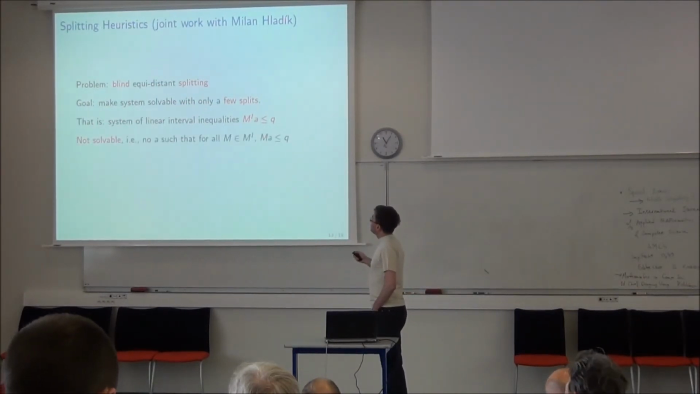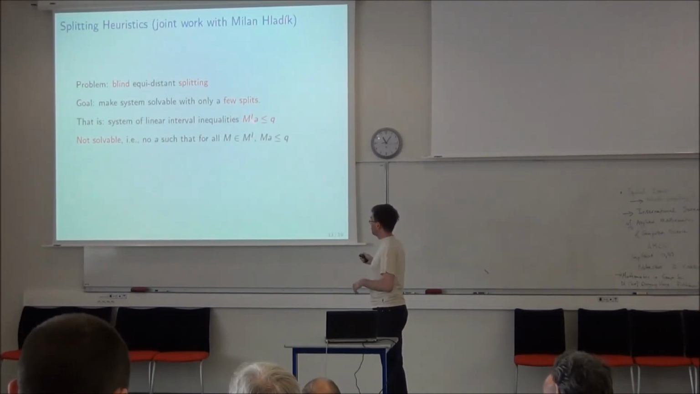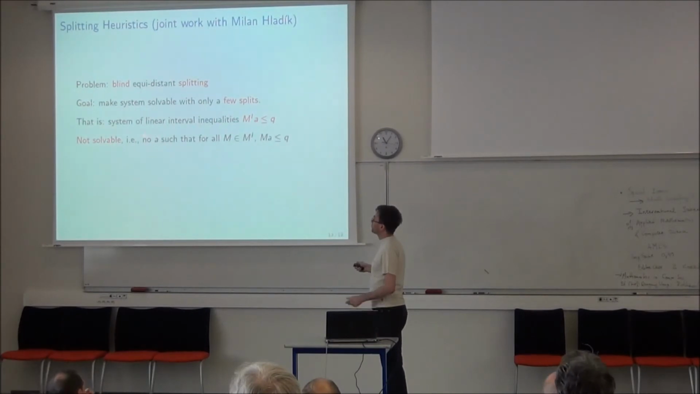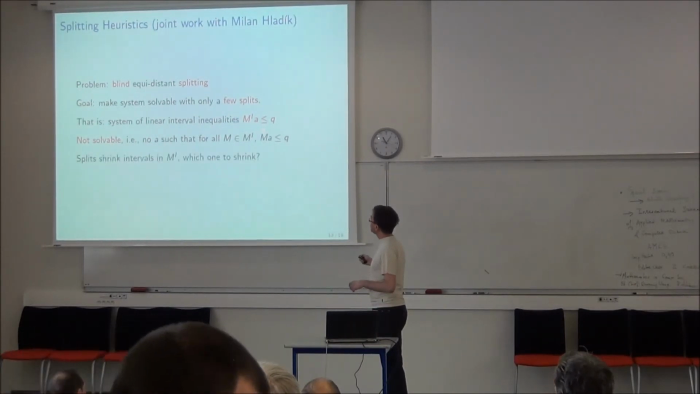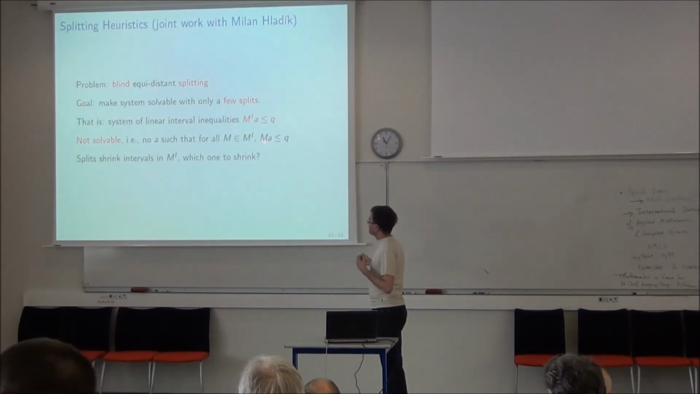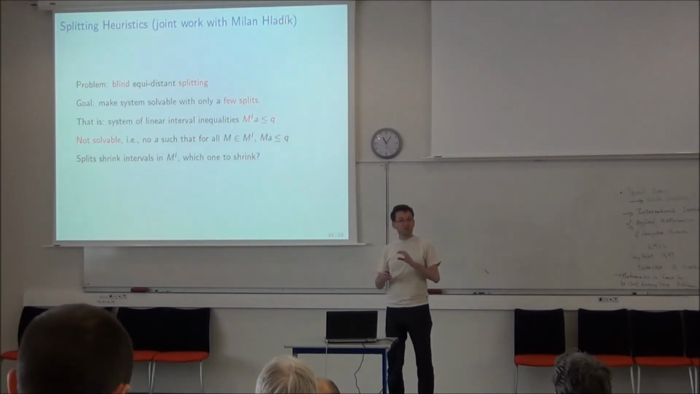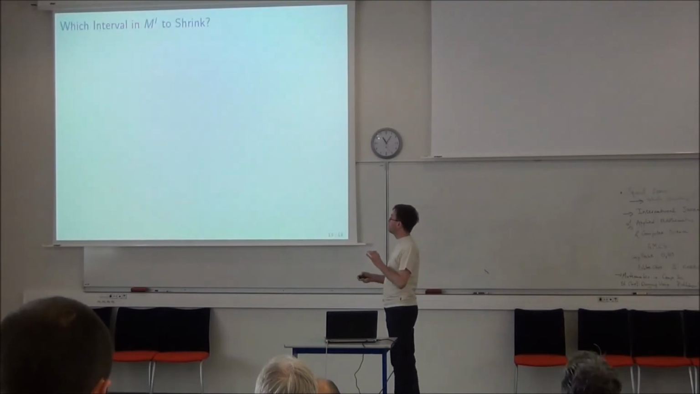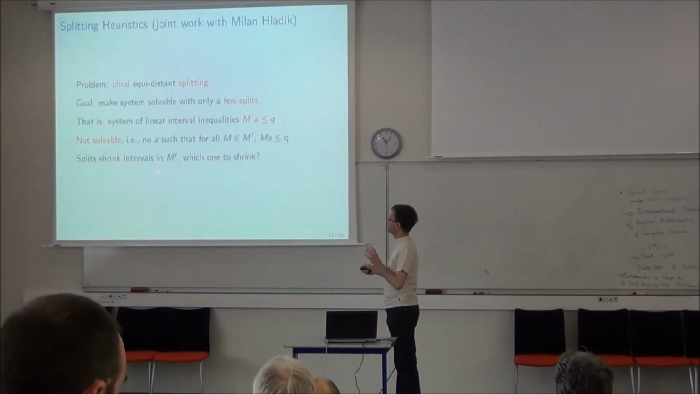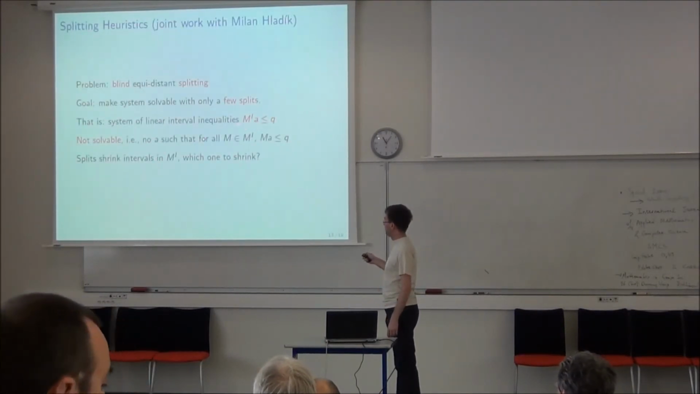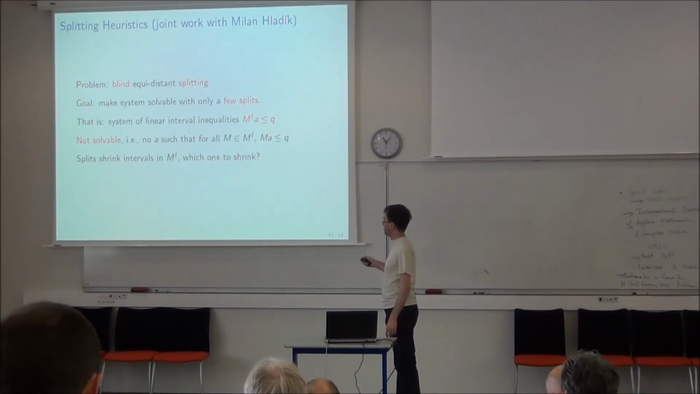So the problem is this: we have a system of linear interval inequalities that we solved. That was the result of over-approximating the original constraint, and it's not solvable. We cannot find an A. Now we want to try to find out which intervals in this matrix we have to shrink such that we will arrive at a solvable interval linear system.